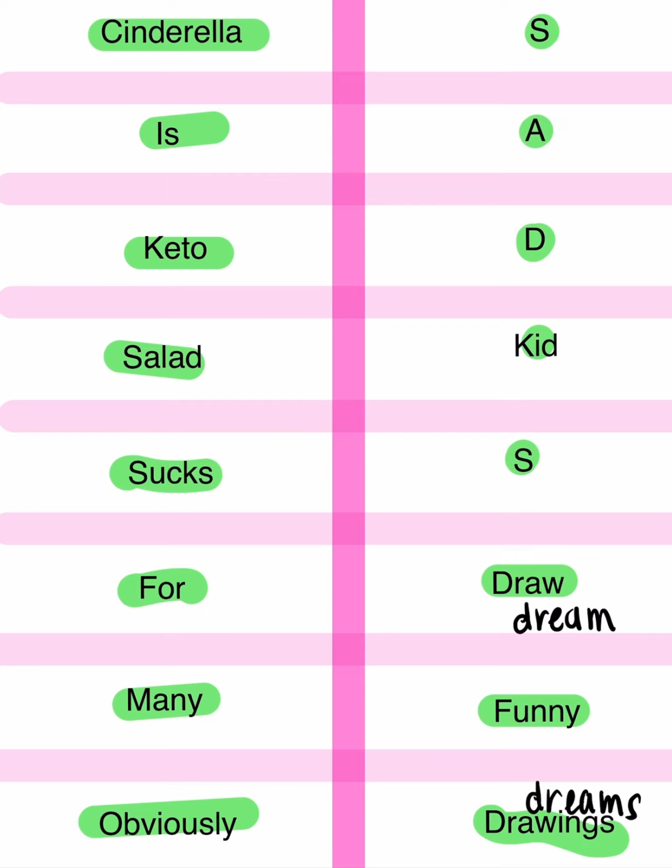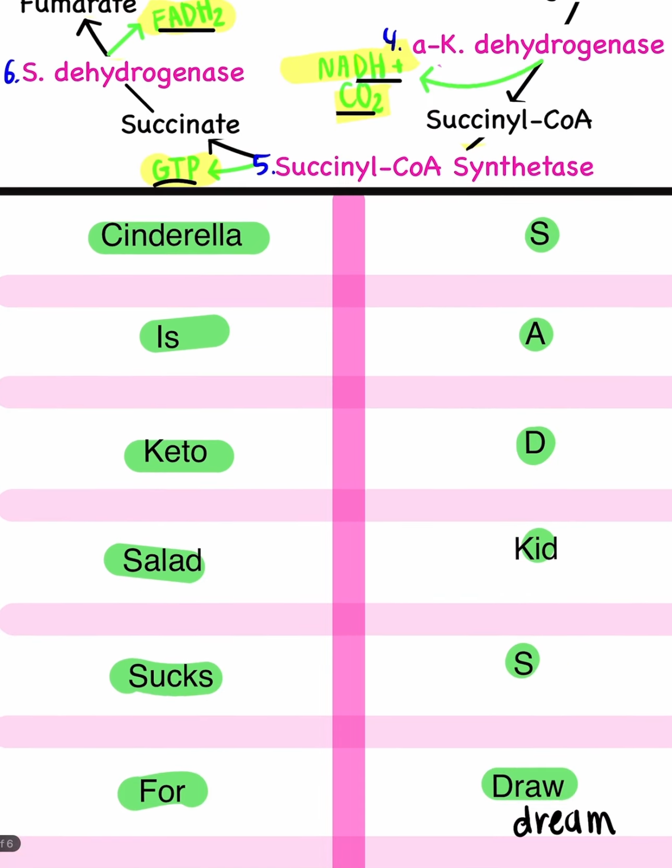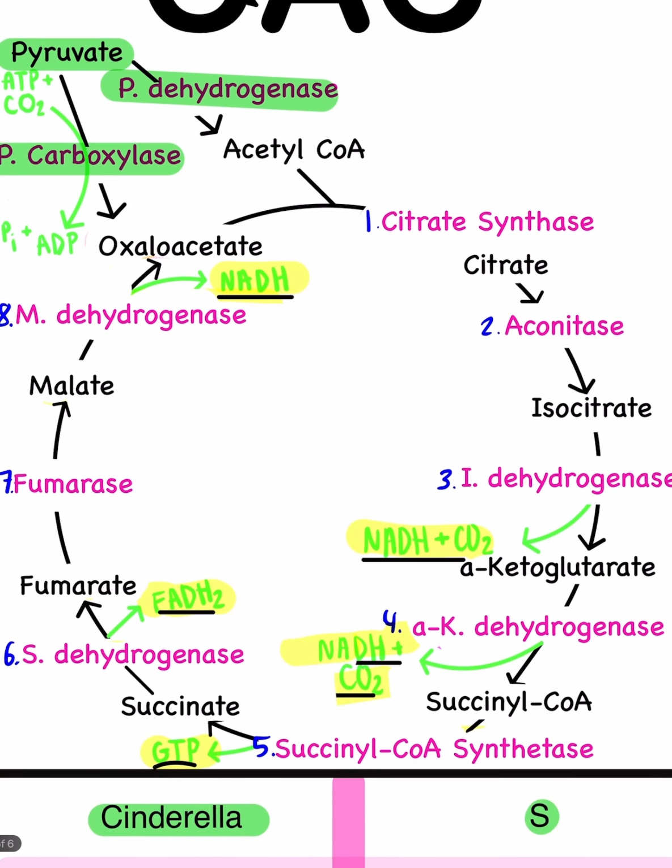Cinderella is keto, salad sucks for many, obviously. So Cinderella is citrate. I'm going to highlight as we go. Citrate, isocitrate, keto, alpha-ketoglutarate. And then salad, I know it seems silly, but it has an SL. So the L in it makes it succinyl and not succinate. So it's succinyl-CoA. Sucks, then succinate.